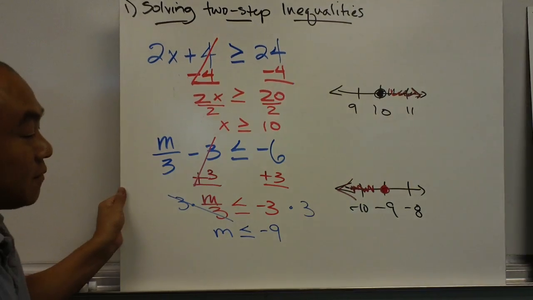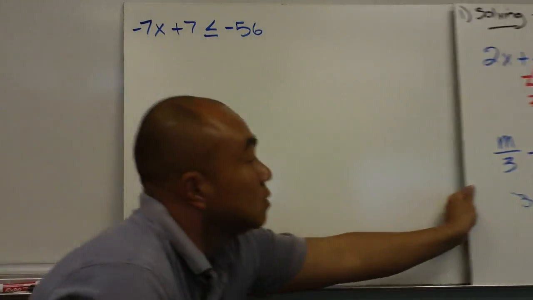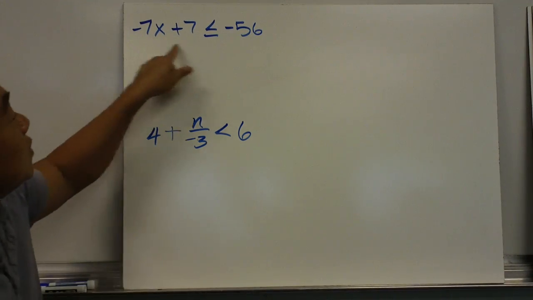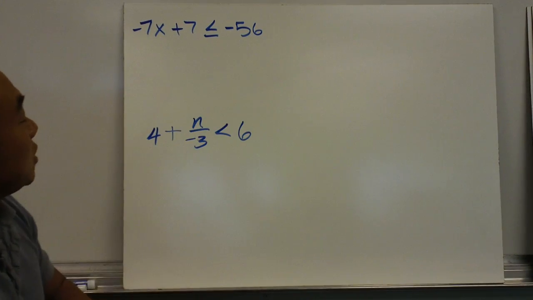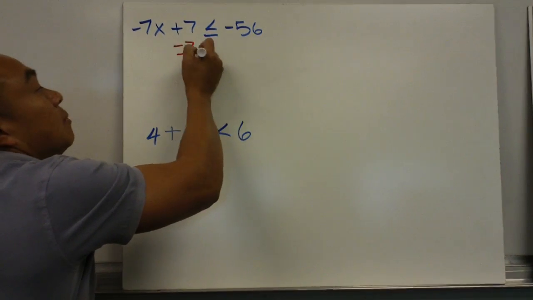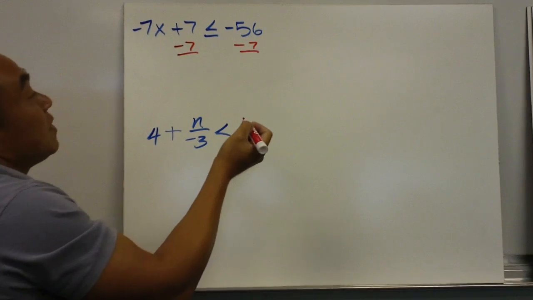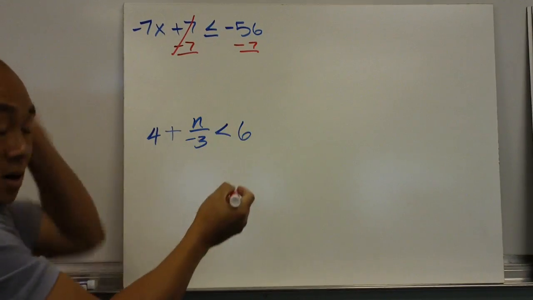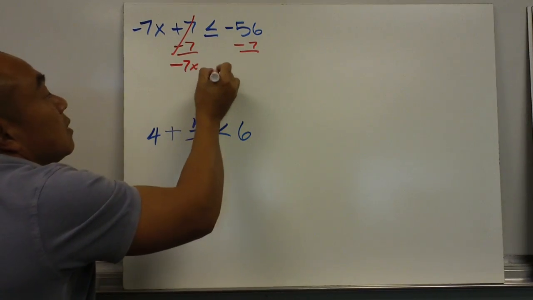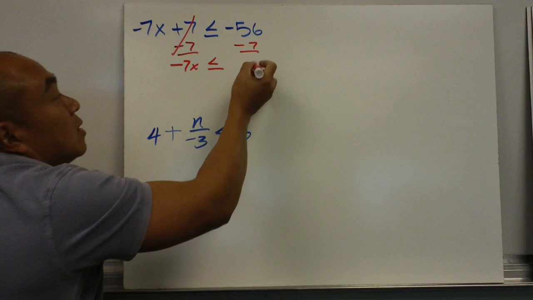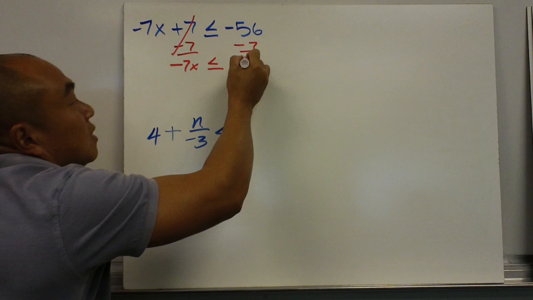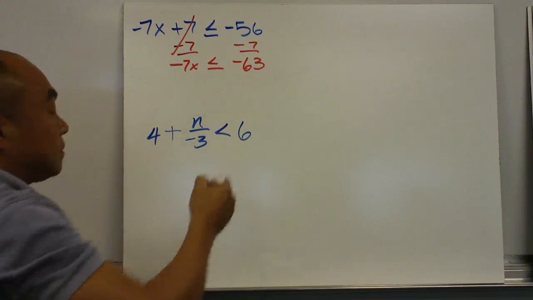Alright, let's try some where you have to switch the signs over. Here we have another two-step inequality, and we're going to take care of that plus 7 again. So here, inverse operation, minus 7, minus 7. That becomes 0. You now have negative 7x is less than or equal to, and add these together, that looks like 63. So it would be negative 63.